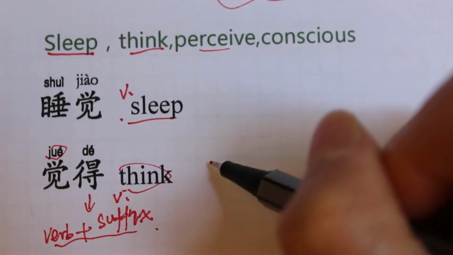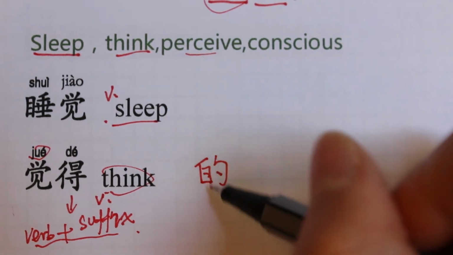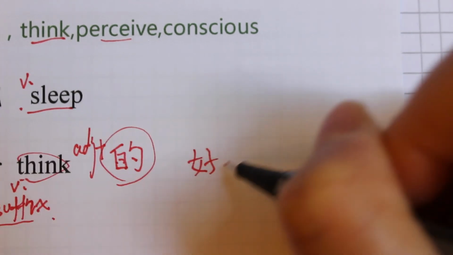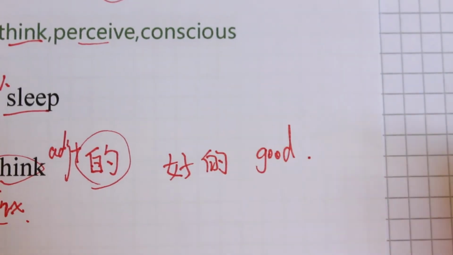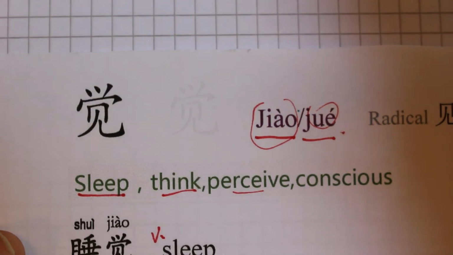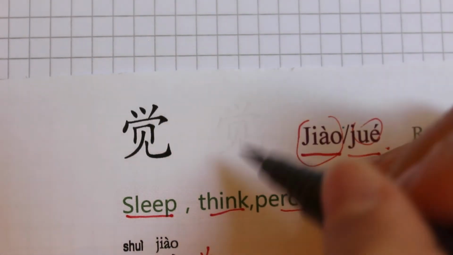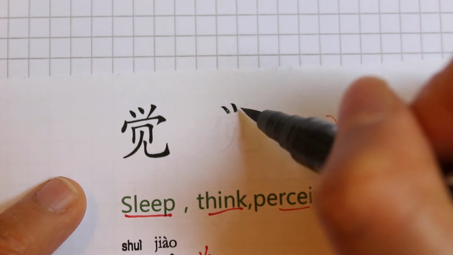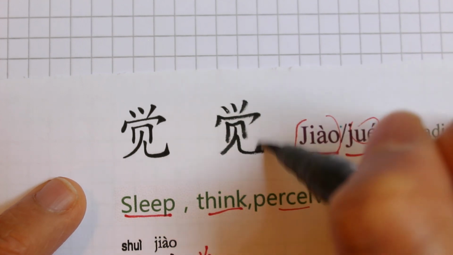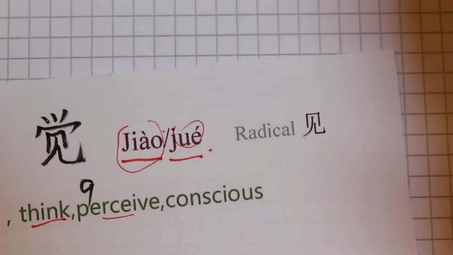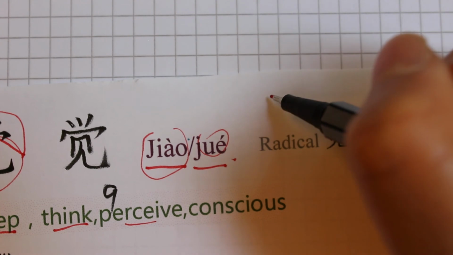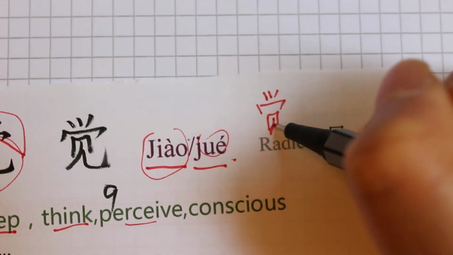So 觉得. And we also have a suffix that is pronounced very similarly, 的, but 的 is the suffix after an adjective. So 好的 means good or fine, something like that. So it's an adjective plus 的. Okay, now let's try to write this character 觉, 睡觉 and 觉得. 1 2 3 4 5 6 7 8 9. So 觉 has 9 strokes, and it can be divided into two parts: the top one and the bottom one. The top one is this one, and the bottom one is 看见的见. So 觉得.